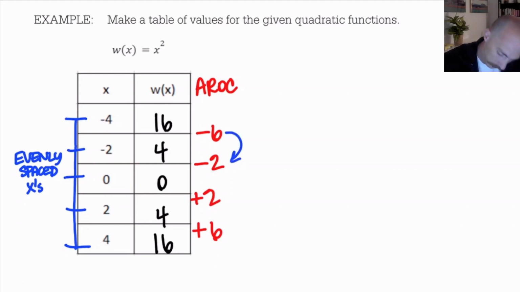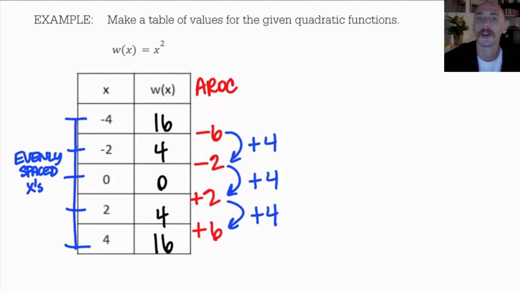So on this interval, the rates of change form a linear pattern. So that increased by 4, -2 to +2, that's an increase of 4, and then from 2 to 6 is also an increase of 4. So that's that constant second difference thing that you may have seen in the past.